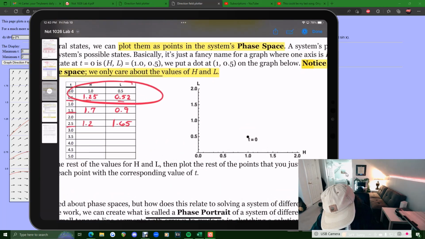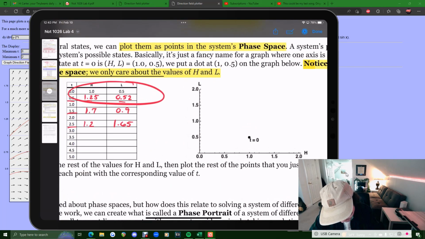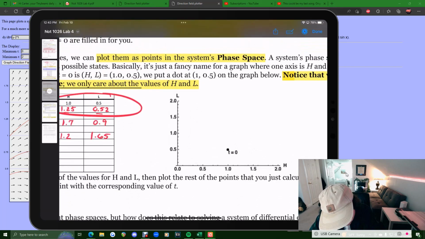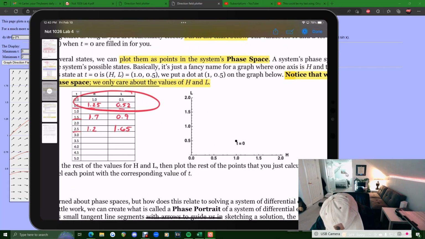So while we're at it, with these 3 points I've just found, let's fill these in on this graph. So 1.25 on the H and 0.52. That's right up here maybe. I might have gone a little too high. That's okay. So 1.7, 0.9, we're looking right here maybe. And then 1.2, 1.65, we're way up here. Interesting. So it's gone from here to here to here with each of those points.